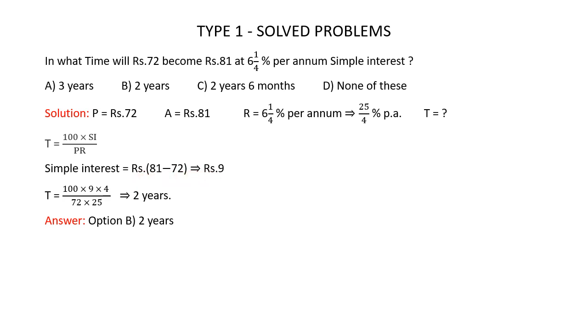So now we know the values of the simple interest, principal and rate of interest. So let's find out what is the time using these values. Now substituting all these values in the formula, we get T is equal to 100 multiplied by 9 divided by 72 multiplied by 25/4. On solving this, we get T is equal to 2, which means time is equal to 2 years. So the correct answer is option B, 2 years.